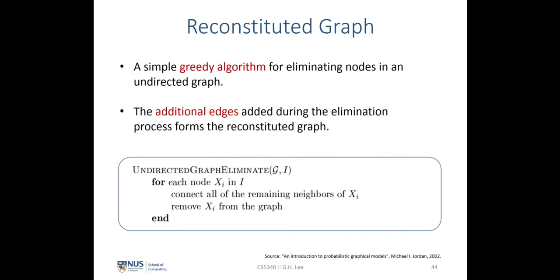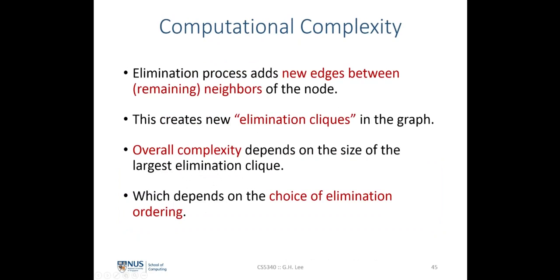And here's the pseudocode for obtaining the reconstituted graph. We'll simply follow a greedy algorithm for the elimination in the undirected graph in the order that is given by the ordering list. And the additional edges that are added during the elimination will form the reconstituted graph with the original edges. Now we have seen that the elimination process adds new edges between the remaining neighbors of the nodes after these nodes have been eliminated.